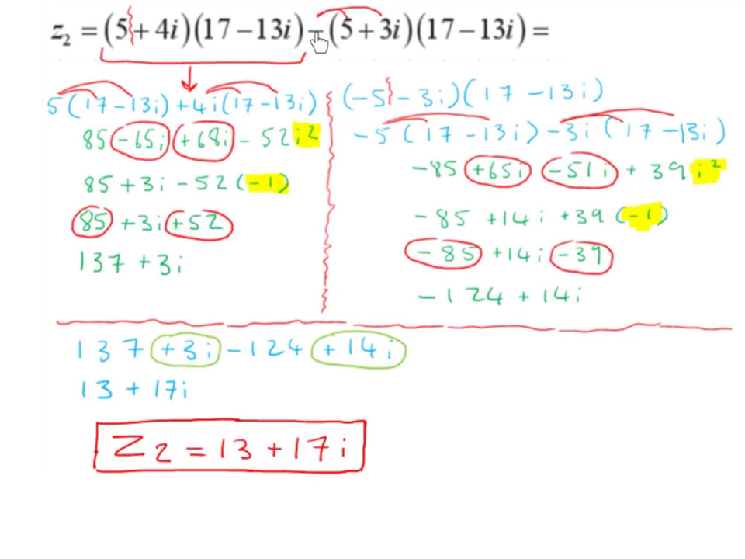So now I'm going to multiply in this minus. So minus by 5 is minus 5, and minus by plus 3i is minus 3i. And then I'm going to stick on the second set of brackets, and then I'm going to multiply all of this out.